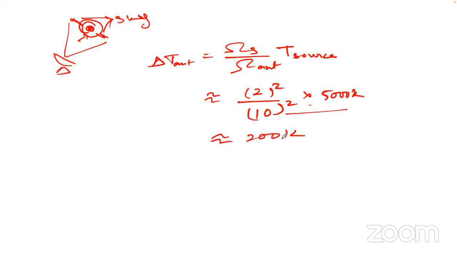So the 200 Kelvin is the incremental temperature here, but you have the background sky as 500 Kelvin. So the total antenna temperature you will get is 500 plus 200, which is equal to 700 Kelvin. Understood? Any questions on this?